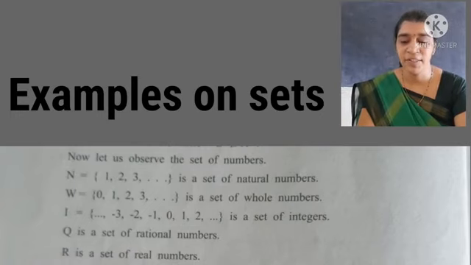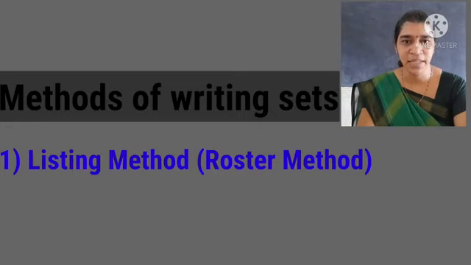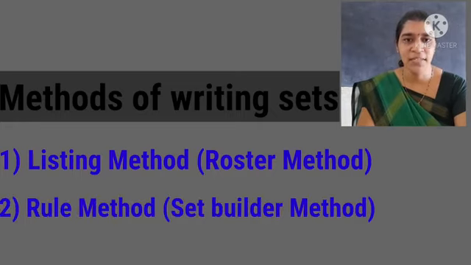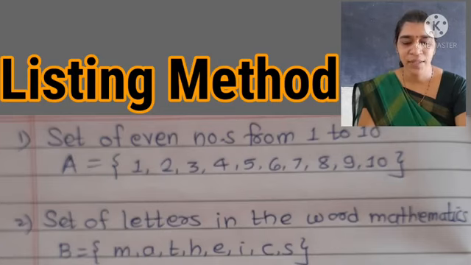You understand with these examples. Okay. Also we had studied how to write sets, writing sets in two methods. First, listing method, we call it roster method also, and second, set builder method, we call it rule method. Now how to write listing method?